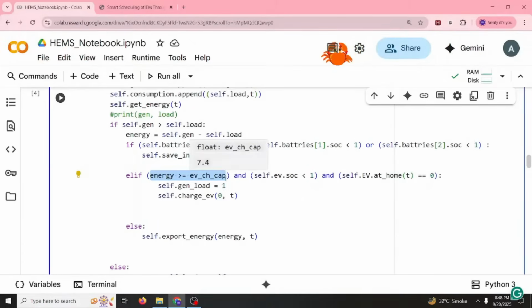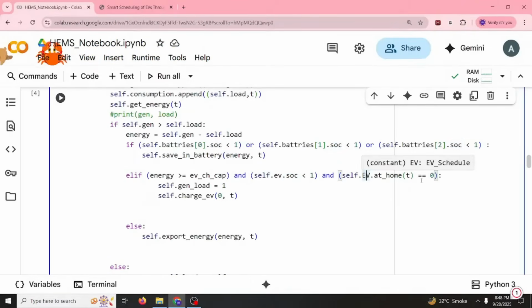Let us come to this condition, where we are charging the EVs, but we check that the energy is greater than the energy charging capacity, because at less than 7.4 kilowatt you cannot charge. If you do not have this much threshold, you cannot charge the EV actually. So we have to get that threshold of the energy, and keep charging until the EV SOC is full.